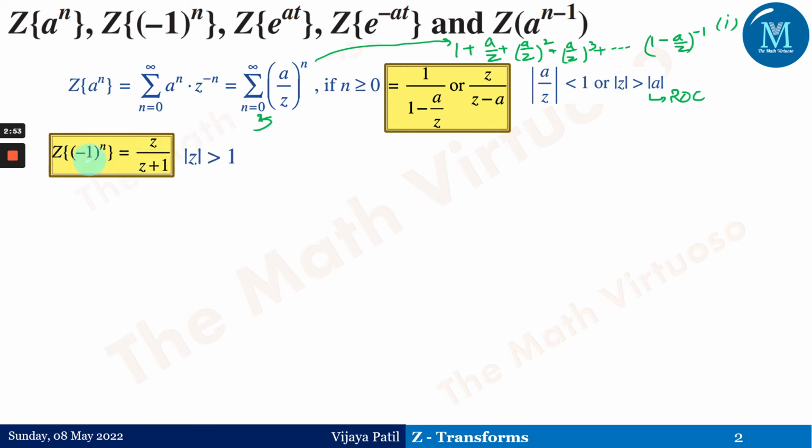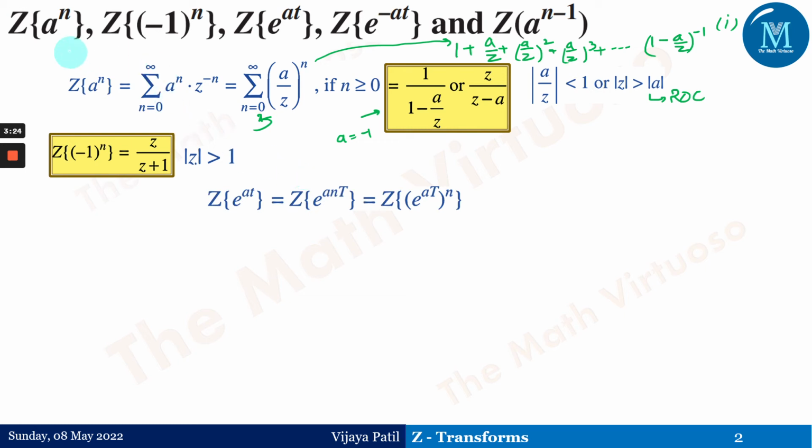Then Z transform of -1 to the power n is equal to z upon z plus 1. How can we do that? Because of this particular function, if I put a equals -1, we get the Z transform of -1 to the power n as z upon z plus 1. And here mod of z is greater than 1, because mod of -1 is equal to 1, and we have got the ROC as mod of z is greater than 1.